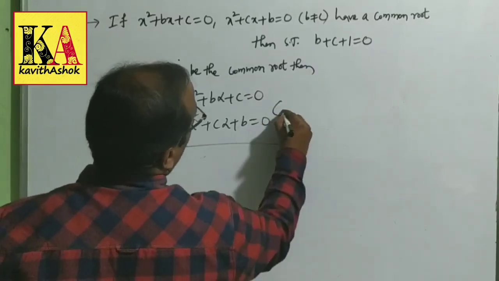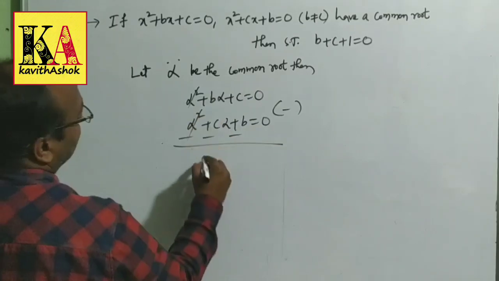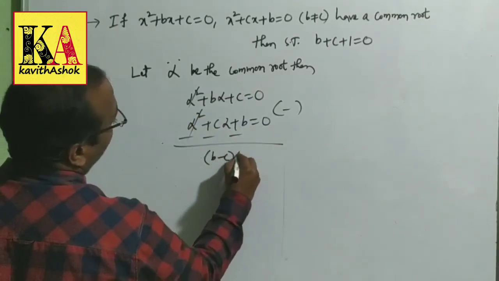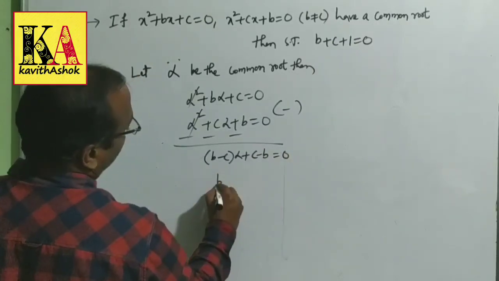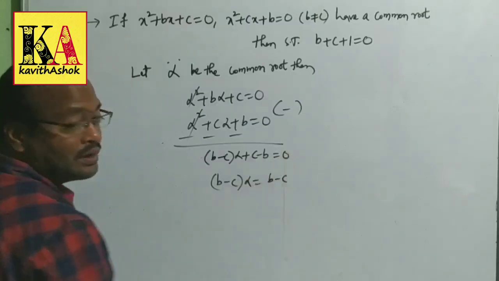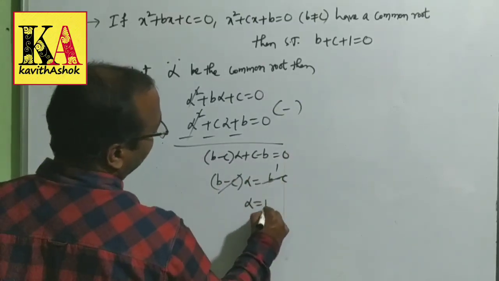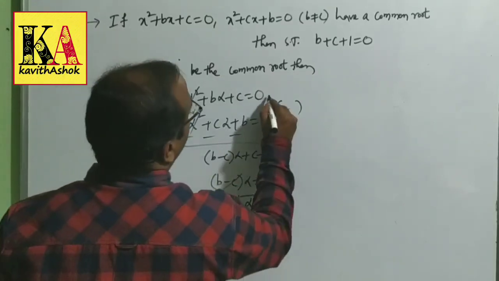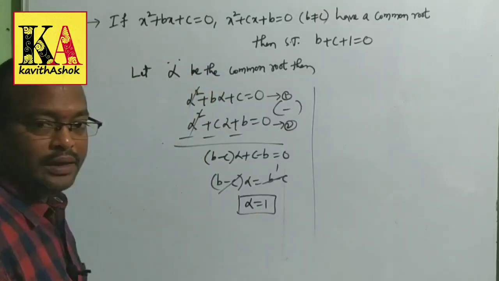Now, if you subtract, the sign will change here. Alpha square gets cancelled, and this is b minus c into alpha plus c minus b equal to 0. B minus c into alpha is equal to b minus c. If you take this term to the right part, b minus c gets cancelled, and the alpha value will be 1. Take these as equation number 1 and equation number 2. Substitute this value in any one of the equations.